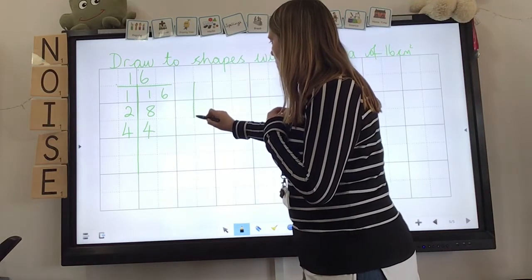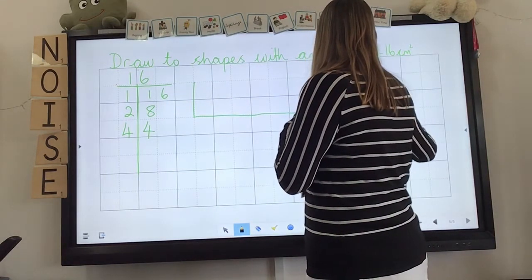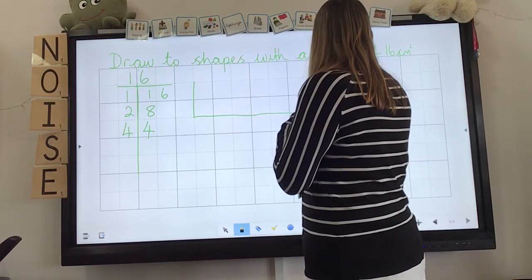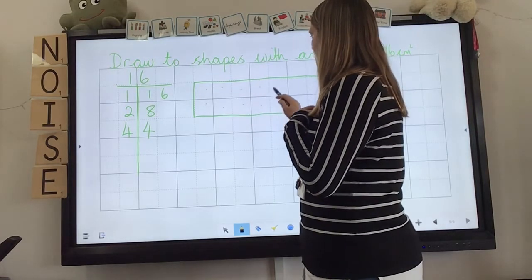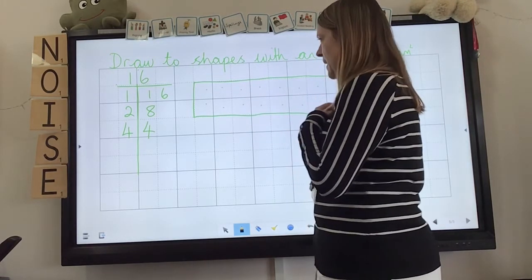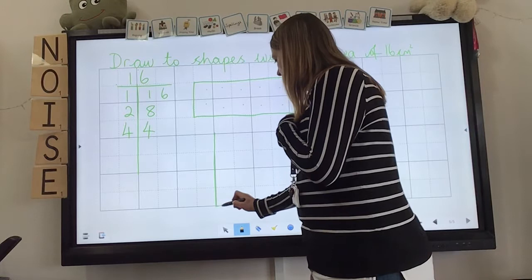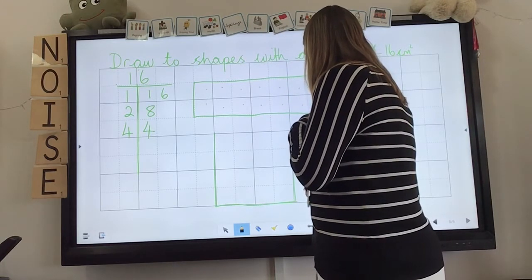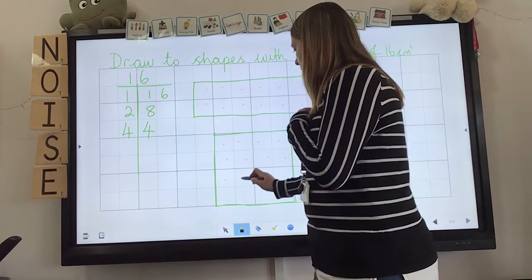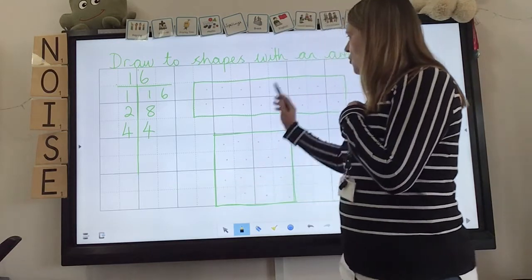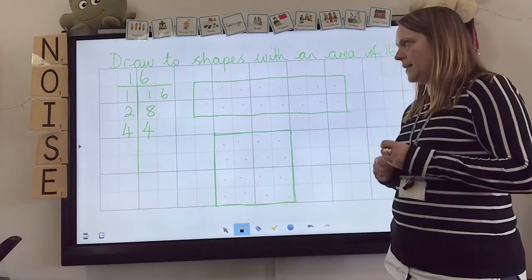So 2 by 1, 2, 3, 4, 5, 6, 7, 8. 2 down, and 8 across. Let's just check. 1, 2, 3, 4, 5, 6, 7, 8, 9, 10, 11, 12, 13, 14, 15, 16. And my other option is 4 by 4. So 1, 2, 3, 4. 1, 2, 3, 4. Okay, and then we can double check. 1, 2, 3, 4, 5, 6, 7, 8, 9, 10, 11, 12, 13, 14, 15, 16. So I've got 2 different shapes, both with an area of 16 centimetres squared.